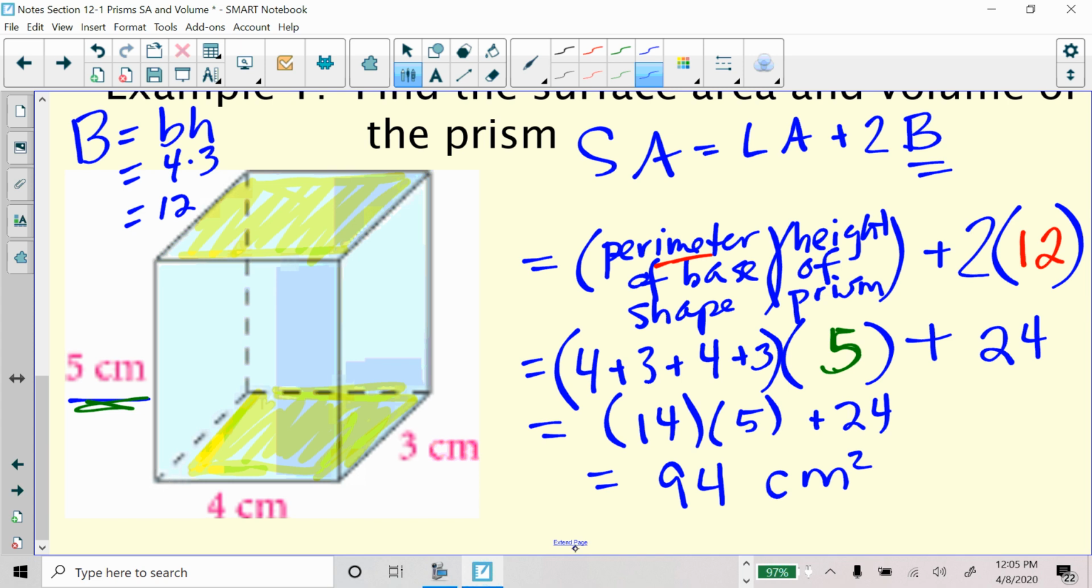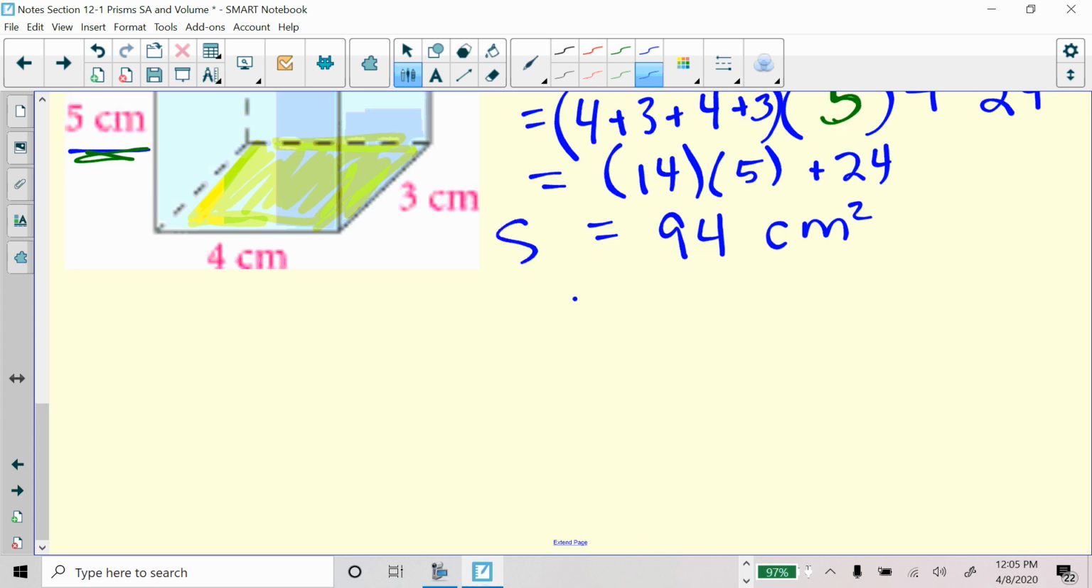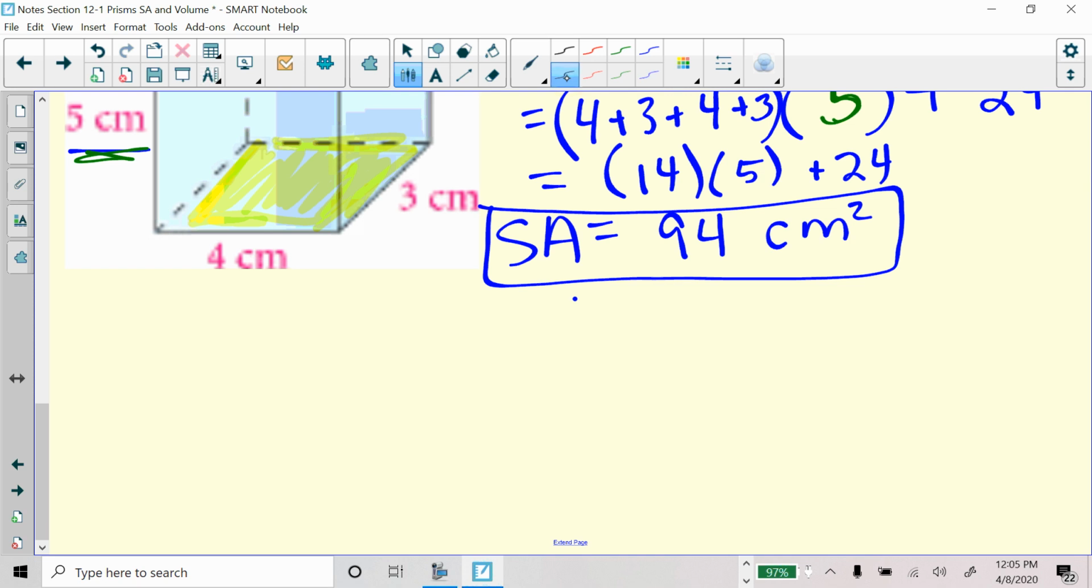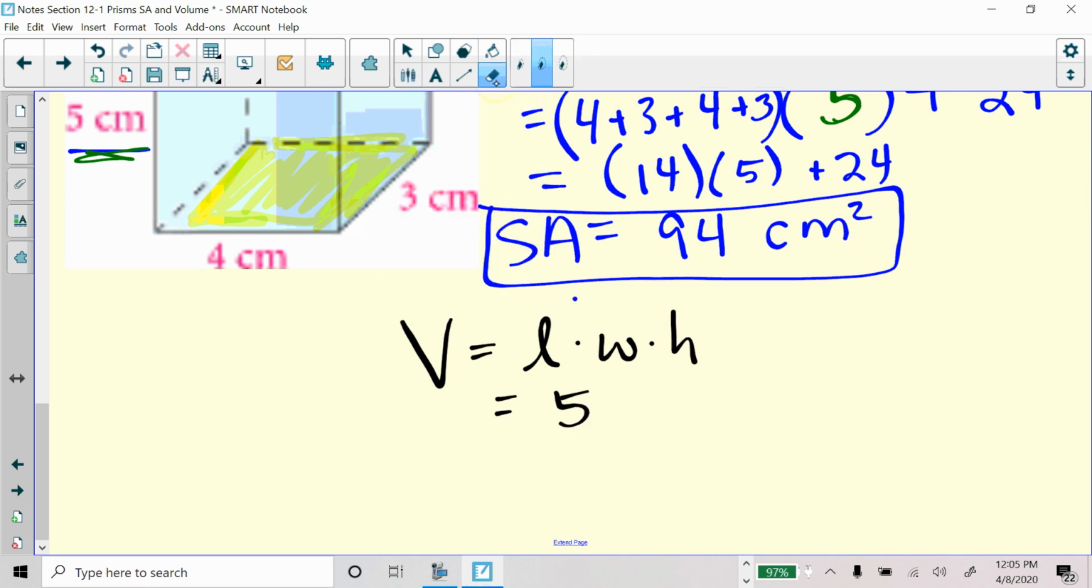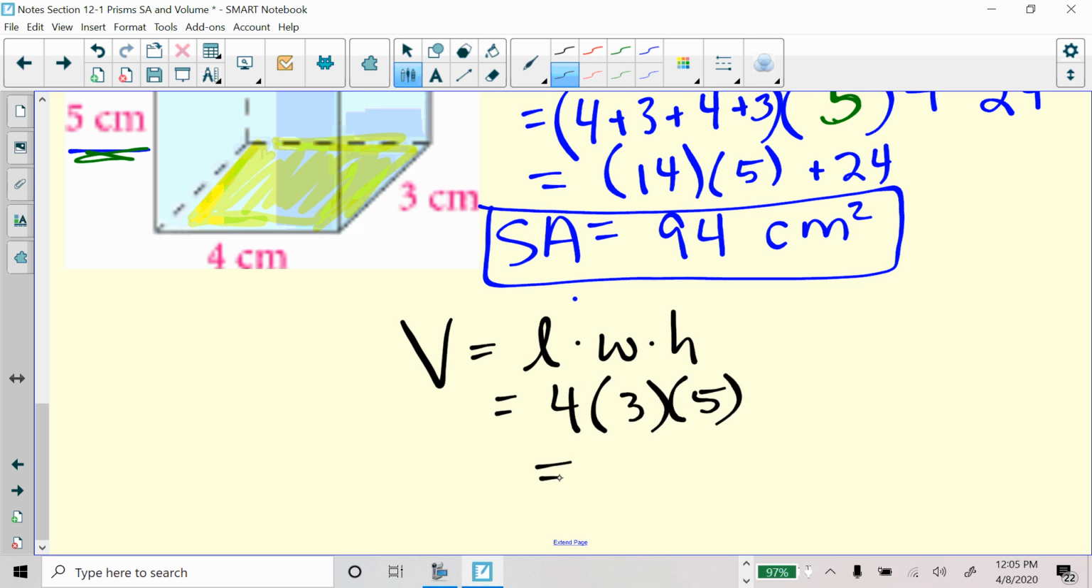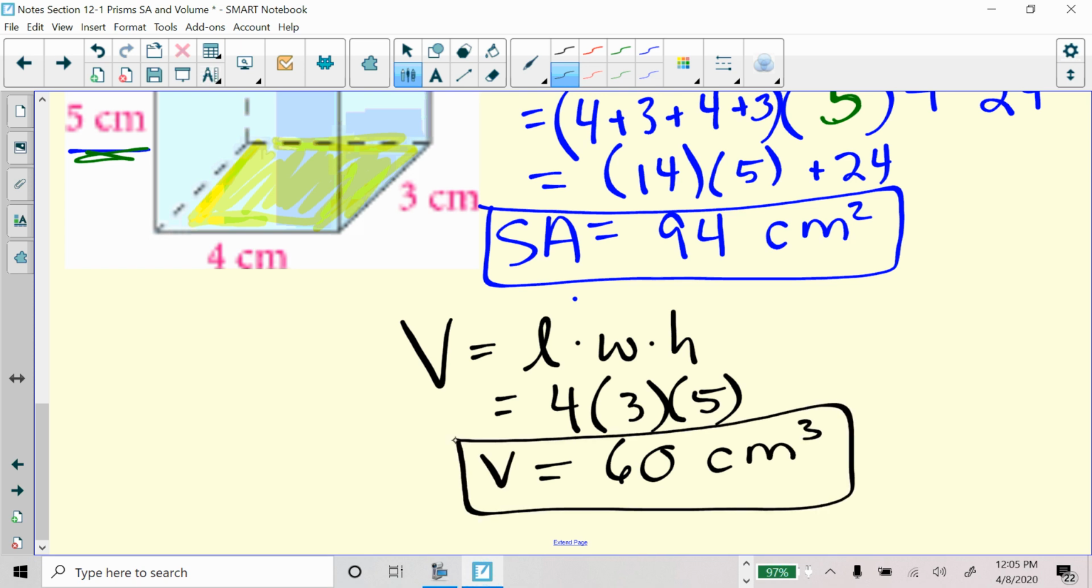Remember that area is still measured in centimeters squared, right? Whether it's total surface area or whichever. So for volume, we're just going to take the easy way out, something you're already familiar with, length times width times height. That's 4 times 3 times 5. And then we're going to get 60 centimeters cubed that way. And that's our volume, the easiest way that we can find it.